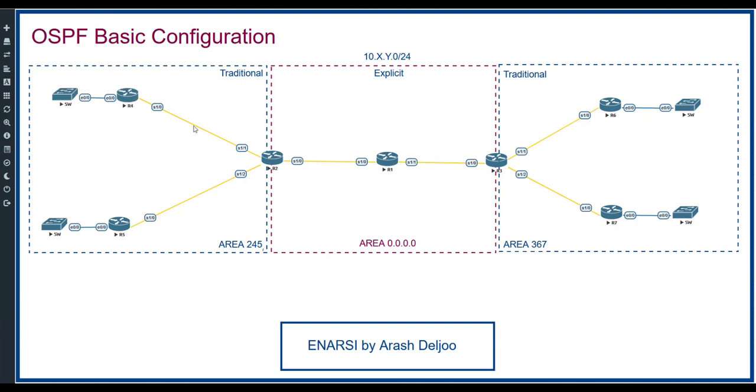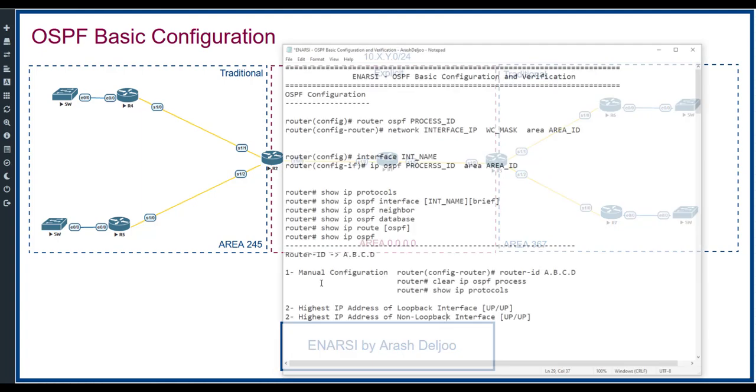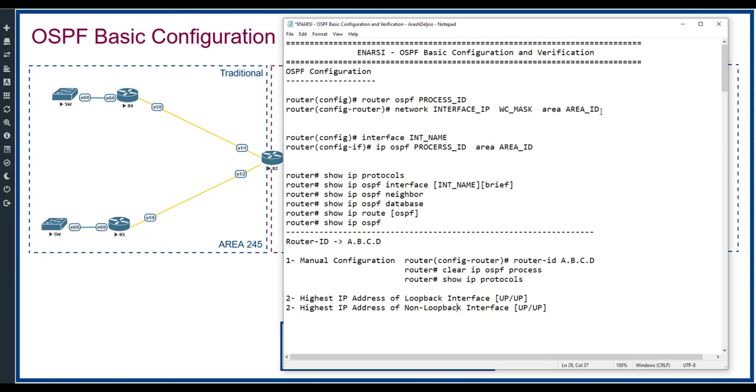You know that in EIGRP we have a concept called passive interface. Exactly the same concept is available in OSPF. It is recommended to configure the interfaces that have OSPF enabled but no neighbor as passive interfaces. The configuration is also the same.